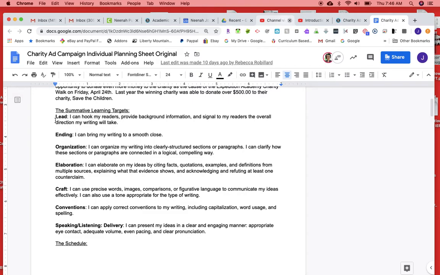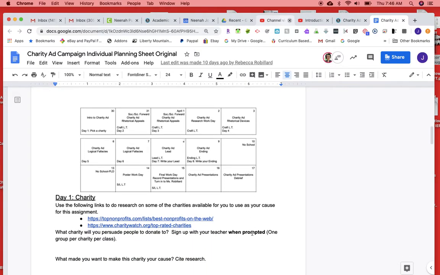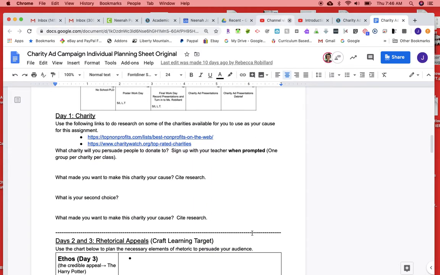So these are the learning targets that Ms. Robillard will be assessing you on: the lead, ending, organization, elaborations, craft, conventions, speaking, listening, which is the delivery. She has the time schedule of how you guys have been working through this. Hopefully you're not on day one. Hopefully you're a little past that.